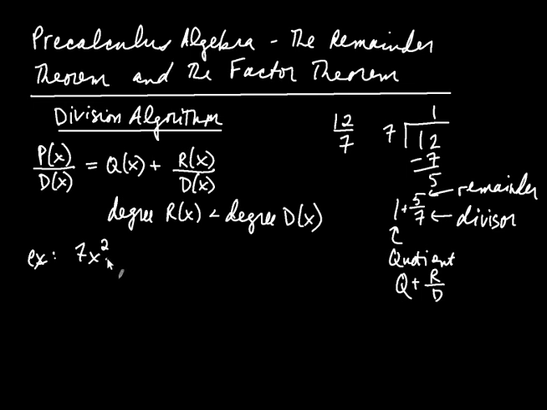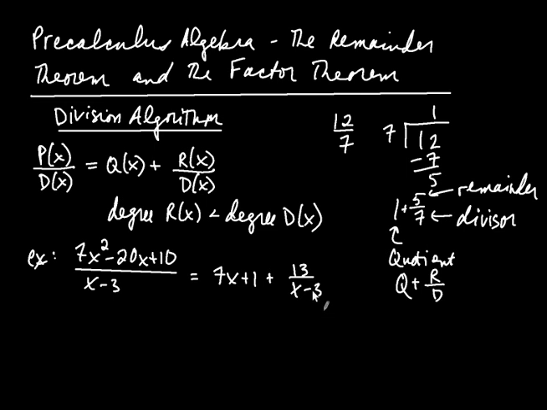Okay, so for example, let's say you did divide 7x squared minus 20x plus 10 by, let's say, x minus 3. And when you do that, you're going to get 7x plus 1, and you could use synthetic division or long division to do this. So you get 7x plus 1 plus 13 divided by x minus 3. And the 7x plus 1 is your quotient, and it's plus your remainder, which is 13, divided by your divisor, which is x minus 3.